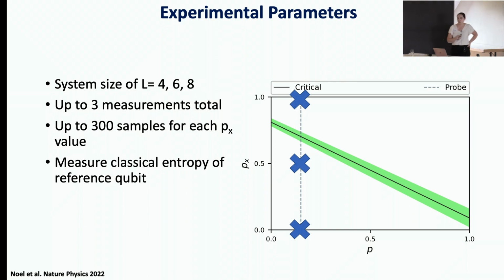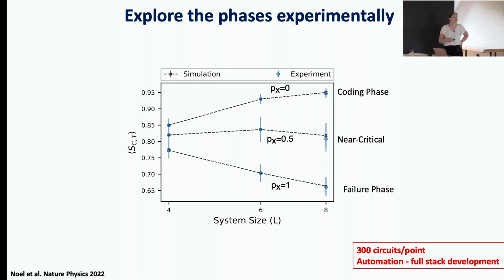Okay, and so our experimental parameters in the end, we looked at system sizes of 4, 6, and 8, and up to 3 measurements with our 3 ancilla. And for each point on the phase diagram, we sample up to 300 circuits, and we measure this classical entropy of the reference qubit. And these are the results. So I'm plotting this classical entropy that's been thresholded according to this separation of the 2 results that we saw before. And the simulation are kind of behind the experimental data points here. But you see we have this decreasing entropy in the failure phase and increasing in the coding phase as we increase the system size. And then we also looked near the critical regime. And so this shows that we can qualitatively see the different behavior in the phases.